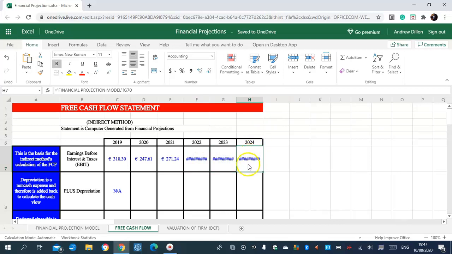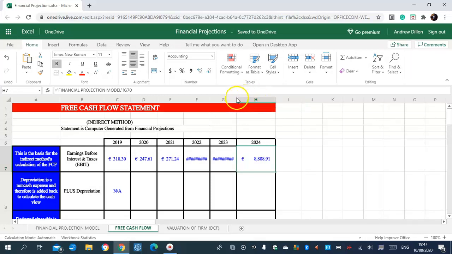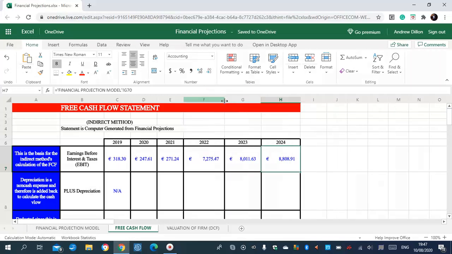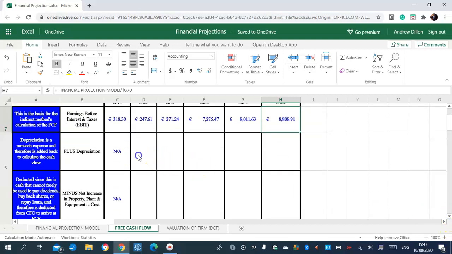Since there are no numbers here, it's because the box is very small. I have to make it bigger. Just have to change the width. There you go. Now I can see the number figures for the answer of the relevant year input of the earnings before interest and taxes. Okay, plus depreciation is going to be the next one.